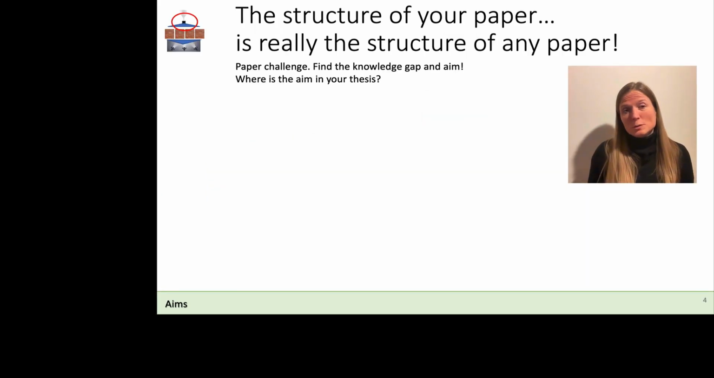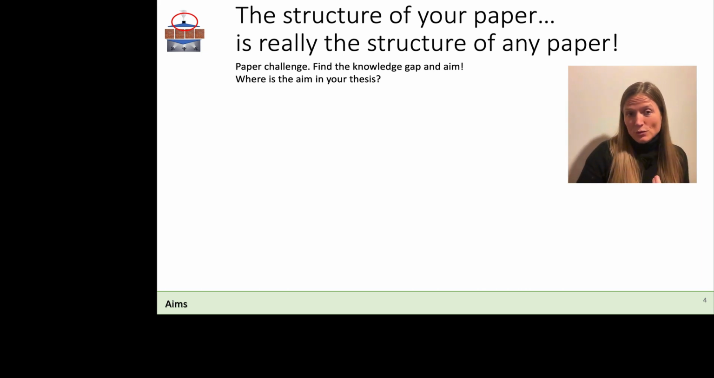So the structure of your paper is really the structure of any paper. That's why it makes a lot of sense to actually read a lot of papers and try to analyze them and find the structure that we're talking about in other papers. When we do this in the lecture hall, we take example papers that we defined beforehand and try to find the knowledge gap in these example papers. But you can take any other paper of your choice.